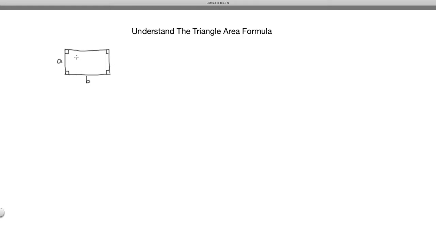So A units on one side and B units on another side. If A and B are integers, we know just by counting the number of cells that the area of this rectangle equals A times B, and the unit of that is the unit square. So if this side length is A centimeters and this side length is B centimeters, then the area equals A times B centimeters squared. So for this rectangle, the area equals A times B.